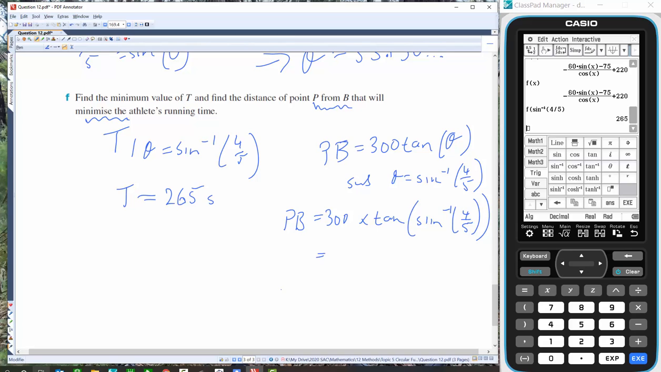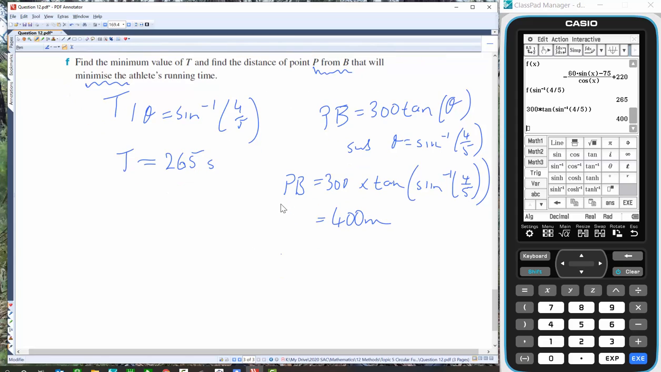So let's do that one there. So we've got 300 multiplied by tan of this thing here. Let's grab that and chuck that in there. And we get 400 meters in this case. All right, so there you go. There's a tough one.